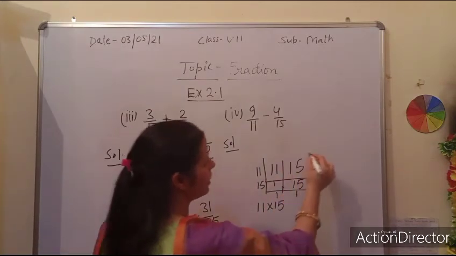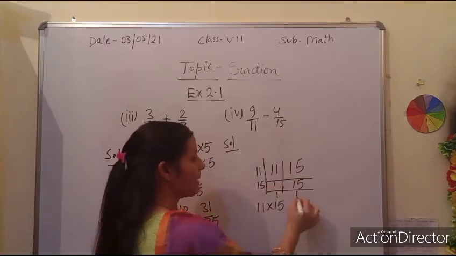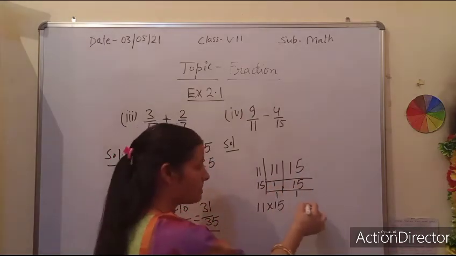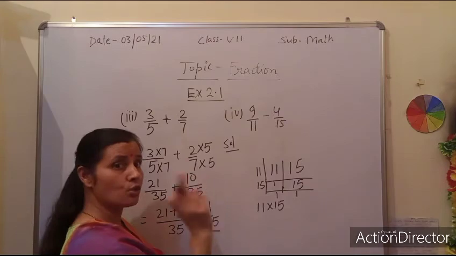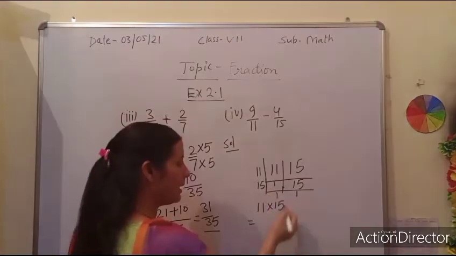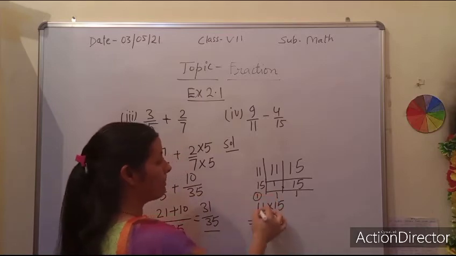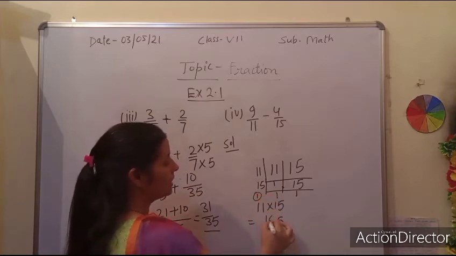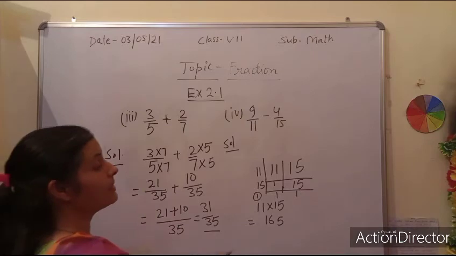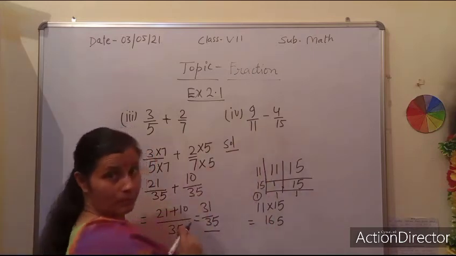So how to find out 11 into 15? Okay, don't get confused. You can find it in this way also. 5 3s are 15, sorry, 3 5s are 15, and then 5 is the prime factorization. You can find it out. But I am just doing it directly here. 15 1s are 15. 1 will be carried forward. 15 1s are 15, and 1. So 165 is the LCM of 11 and 15.